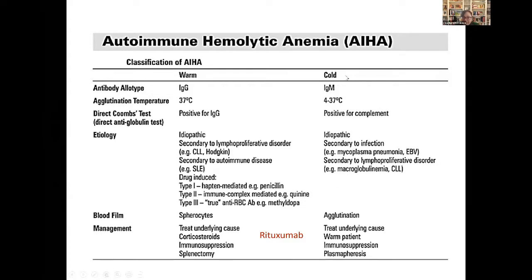Cold autoimmune hemolytic anemia is generally caused by IgM antibodies with an agglutination temperature below core body temperature, so between 4 and 37 degrees. The direct Coombs is generally positive for complement. Again, we have an idiopathic form, and cold agglutinin disease is the other name for it. We have a form that's secondary to infection, with mycoplasma and EBV being the most common causes, and lymphoproliferative disorders such as Waldenstrom's macroglobulinemia and CLL. On the peripheral blood smear, you generally see agglutination.